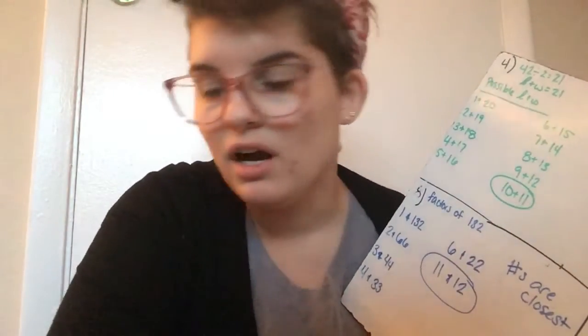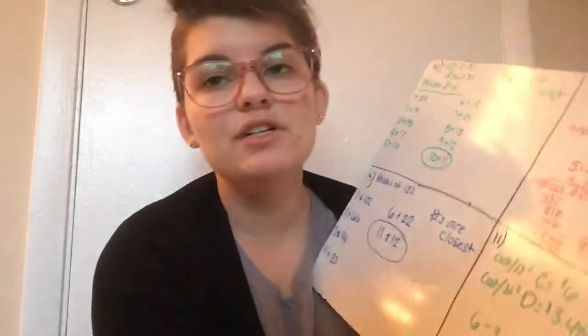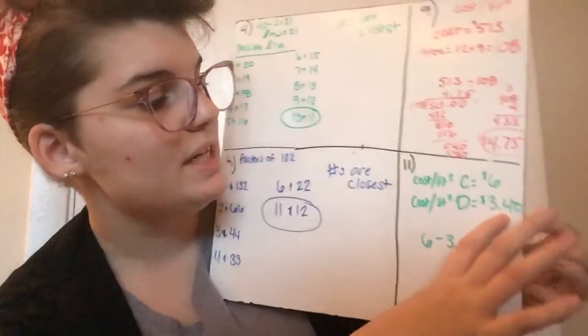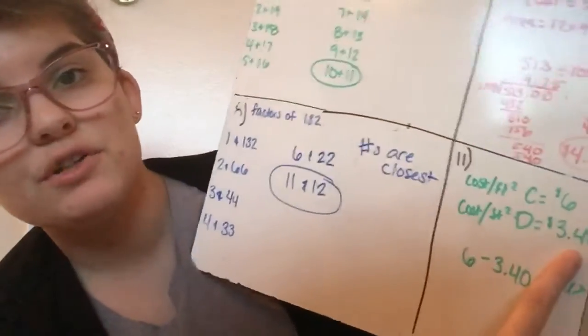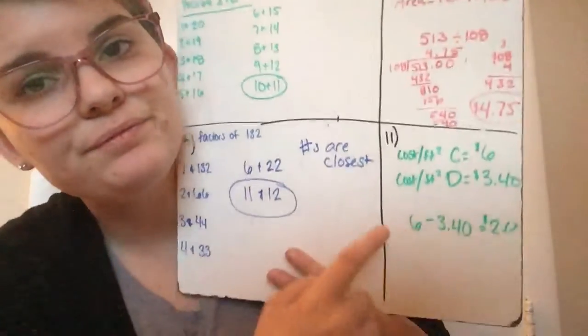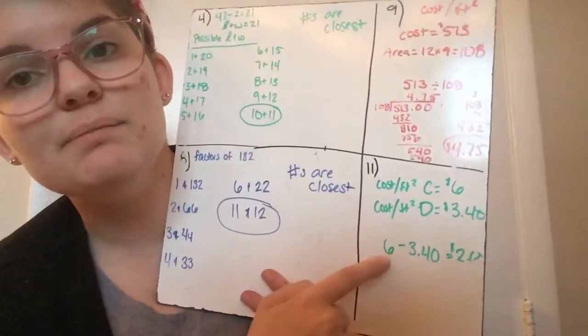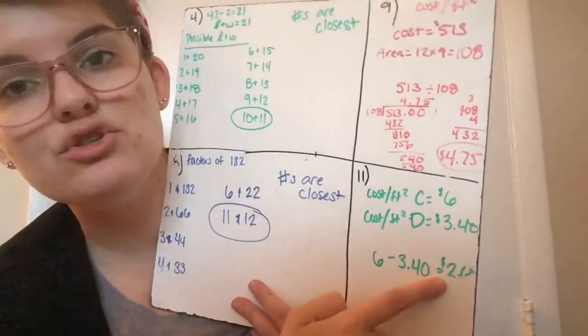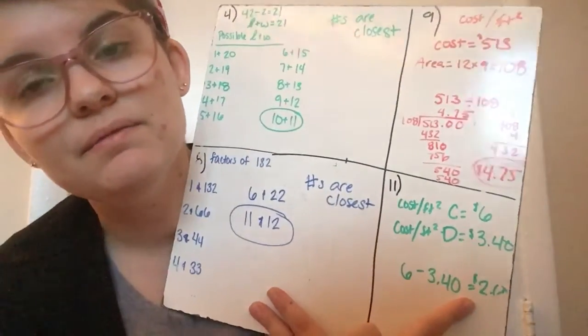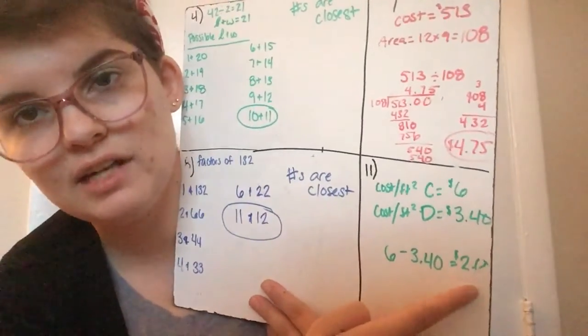I'm going to do the same thing for D. So it says D costs $51. All right? And I have 3 foot by 5 foot. So that would be 15 square feet. I'm going to do 51 divided by 15, which gets us $3.40 per square foot. So to find the difference, how much more is C than D, I'm going to subtract: 6 minus $3.40 is $2.60. Okay, so your answer is $2.60.